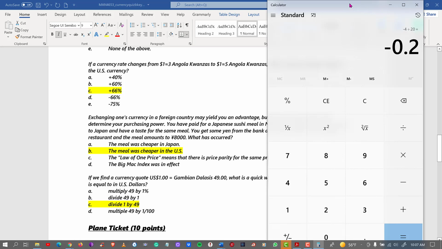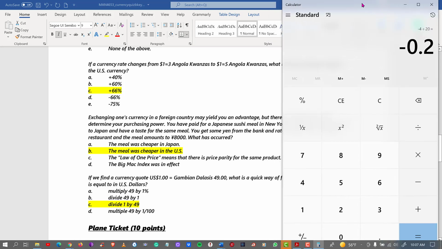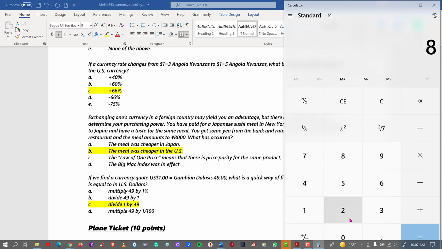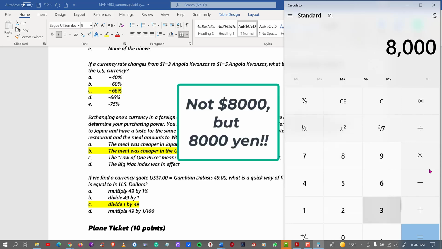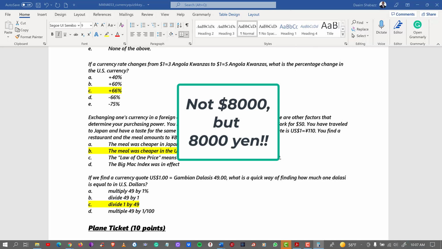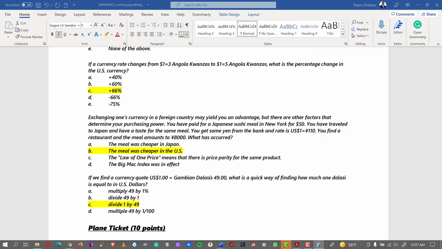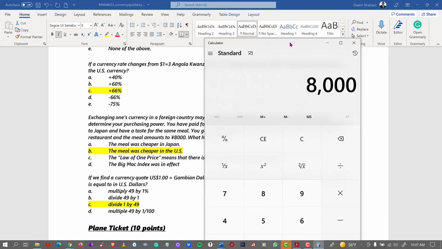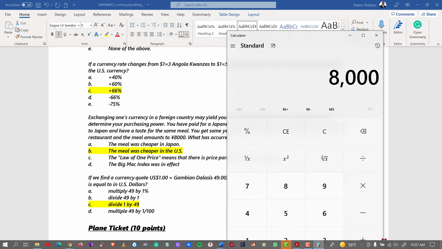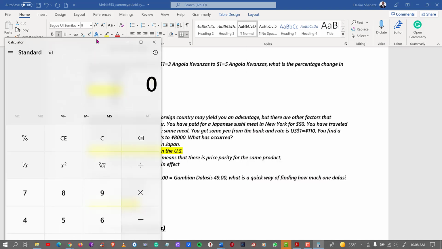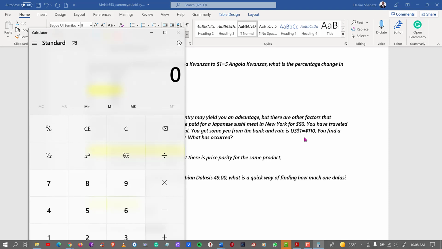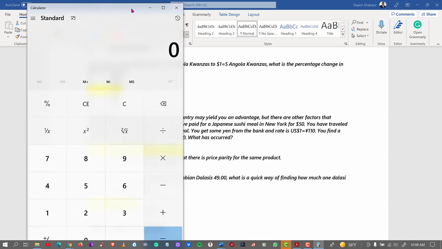For the next problem, it's pretty much the same as the others. You're in Japan, you have an $8,000 meal. Now, when you were in the US, this same meal costs $50. So, given the exchange rate is 1 to 110. Now, you can do this a couple of different ways.